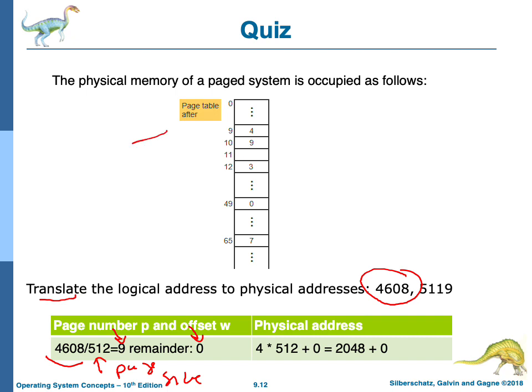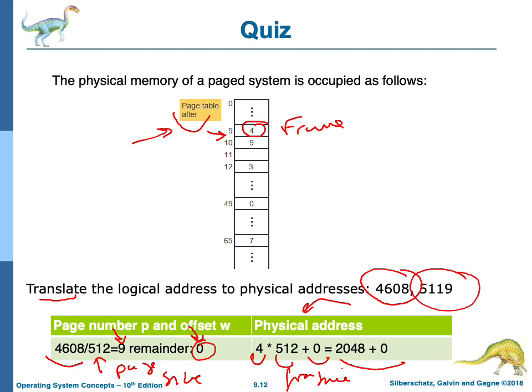So we look in our page table for entry 9, and we find the corresponding frame number, which in this case is frame number 4. Therefore, the physical address will be the frame number times the frame size plus the offset, which was 0. This will give you this physical address, and you can do the same for this other address as practice.